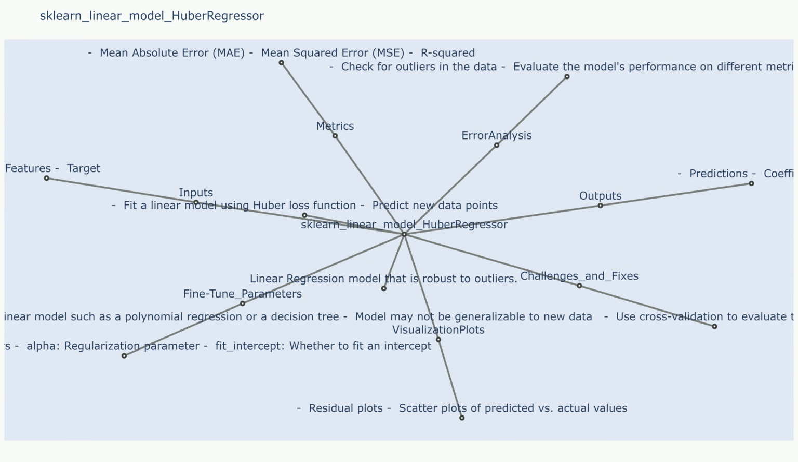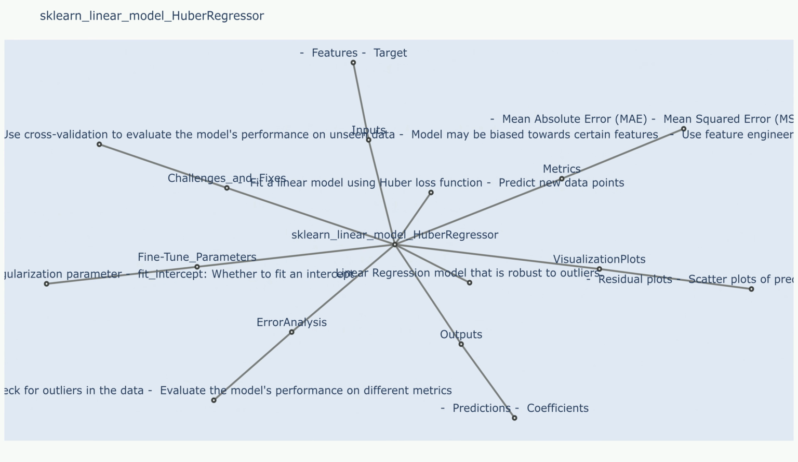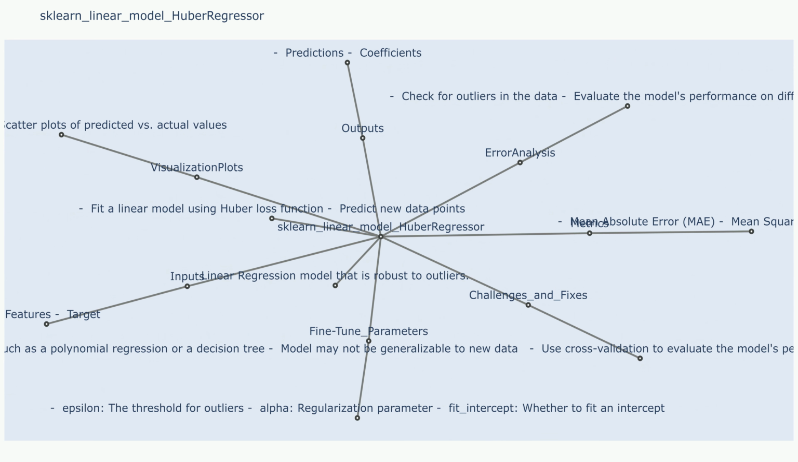Challenge 2. The HuberRegressor can be computationally expensive to fit, especially for large datasets. Sample use case that resulted in challenge 2. If the dataset is very large, it may take a long time to fit the model. Fixes to challenge 2. The HuberRegressor can be used with stochastic gradient descent (SGD) to speed up the training process.